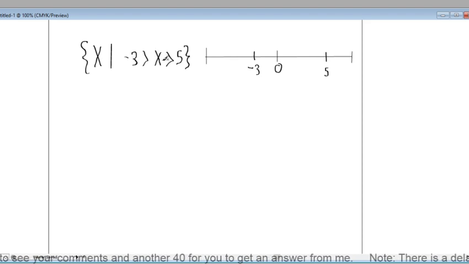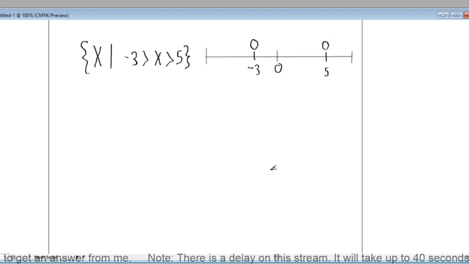All right. Negative 3 is greater than x. No equal to there, so we need to use an open circle. x is greater than 5. Again, no equal to, so we need to use an open circle.